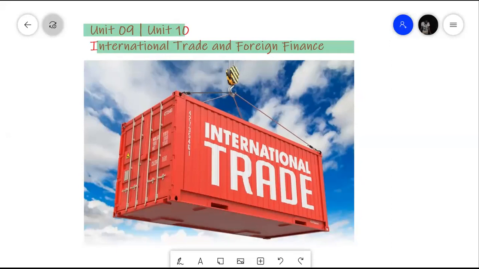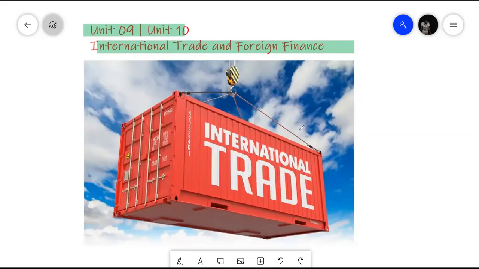So we'll start with unit number 9 and 10. That is international trade and foreign finance. Maybe until the others also join in, I'll give you a small brief of what is there in this unit and what kind of questions you will get.